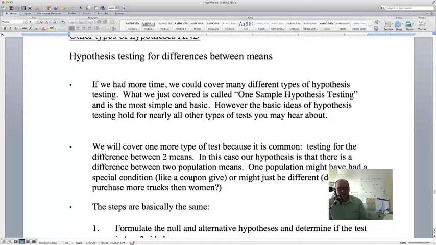This is hypothesis testing for a difference in means. There are lots of different hypothesis tests, and we don't have enough time to really cover a whole lot more than what we are going to cover. So we covered a one-sample t-test, and a one-sample z-test, that's for a test for proportions. And now we're going to test for a difference between means.